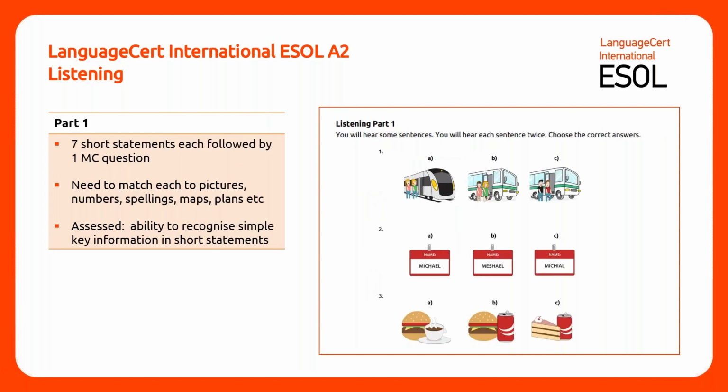And now key features of the International ESOL A2 level listening exam and a few related samples. Part 1 consists of 7 short statements, each followed by one multiple-choice question. Candidates are required to match each statement to pictures, numbers, spellings, maps, and plans. Here, what is assessed is the candidate's ability to recognize simple key information in short statements.